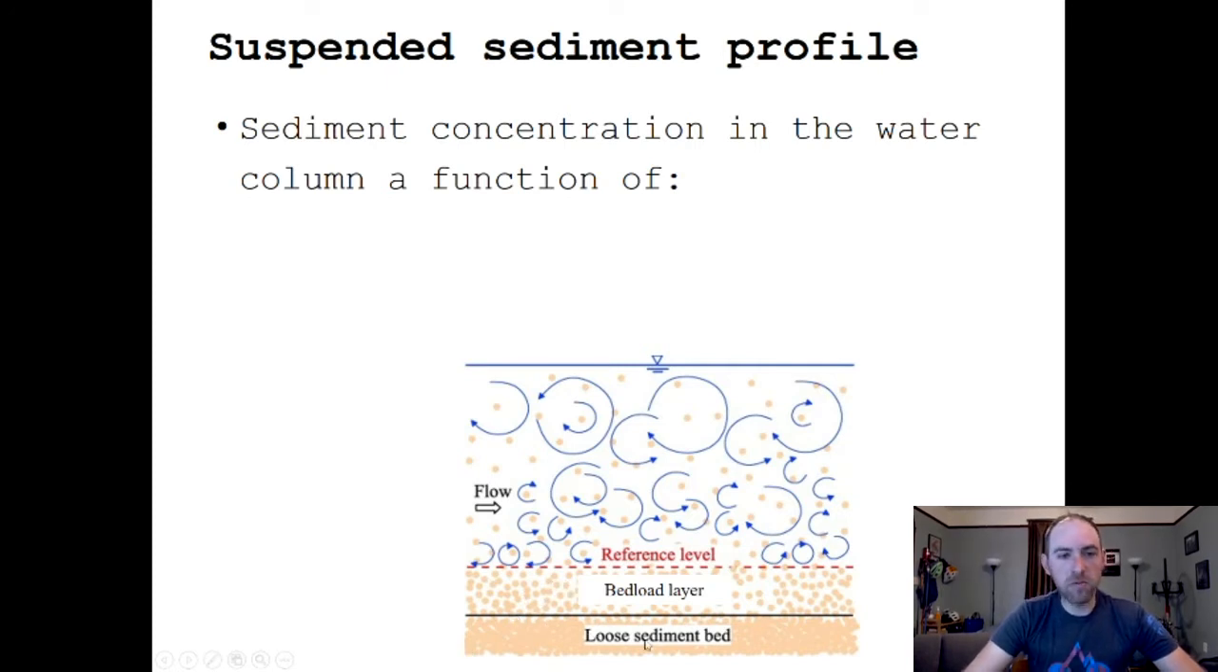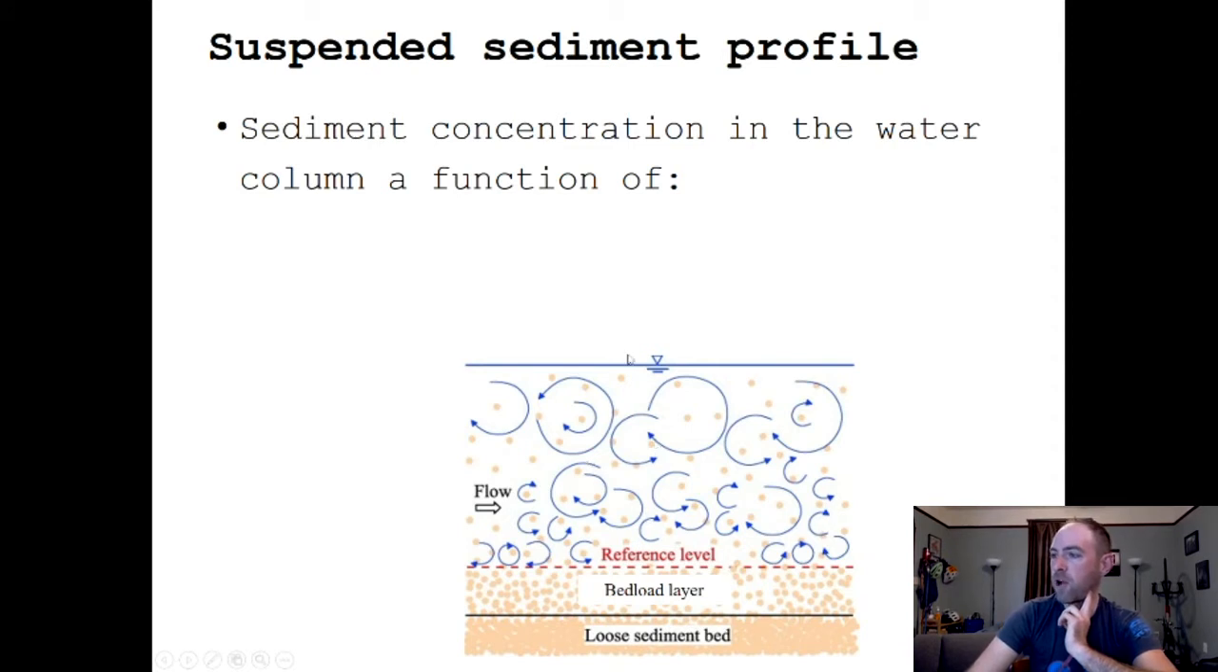These are the particles that are moving as saltating, rolling, and sliding grains, or a bed load sheet if it's that type of flow. And so we would define the top of the bed load layer at the height at which a significant portion of the saltating particles would reach to, right? And that's the reference layer that we set as the lower boundary of our suspended sediment profile.